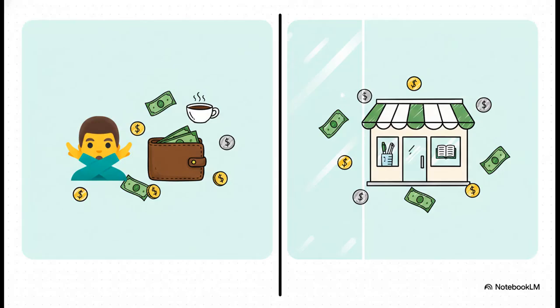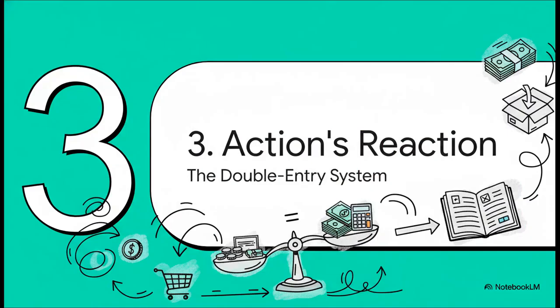Now, this next part is huge. It's a rule Ram absolutely had to learn, called the business entity concept. You have to treat the business like it's its own person, financially speaking. The money in the store's cash register is not Ram's personal coffee money. You have to keep business and personal finances totally separate. It's fundamental.